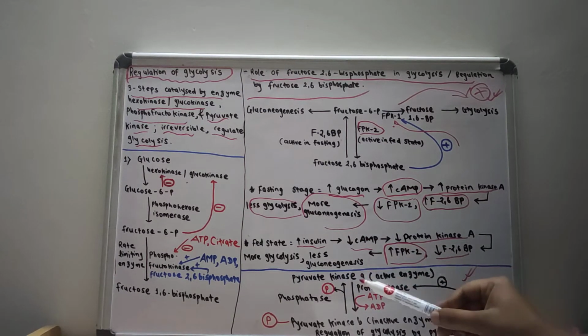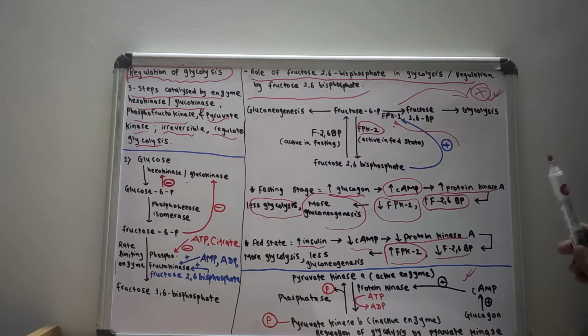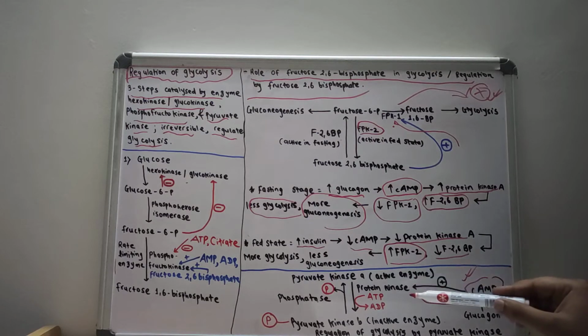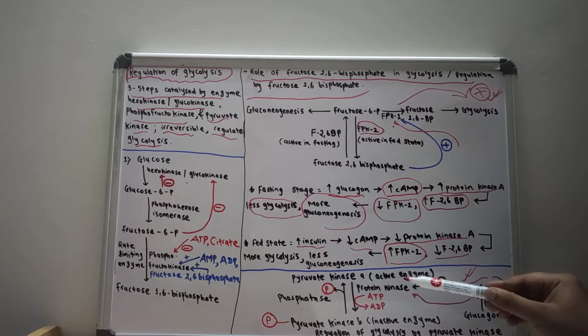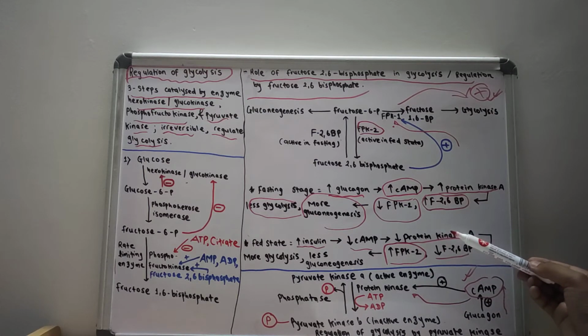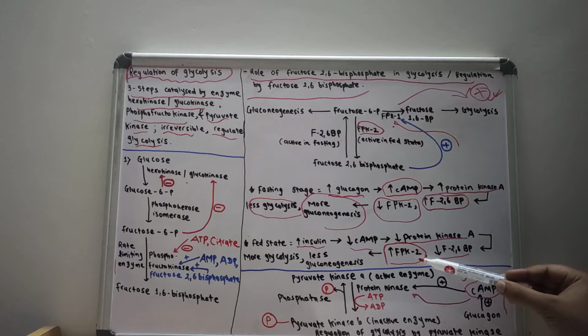So I want you to know that here is protein kinase A, the active enzyme, and protein kinase B, the inactive enzyme. So glucagon will increase the amount of cyclic AMP, which in turn will enhance the activity of protein kinase. Upon the enhancement of the activity of protein kinase, the enzyme will be phosphorylated. Upon the phosphorylation of the enzyme, this enzyme will become inactive. So if there is inactivation, then there will be less fructose 2,6 bisphosphate and an increased amount of phosphofructokinase 1, which will lead to more glycolysis and less gluconeogenesis.